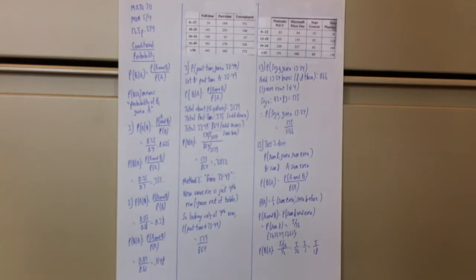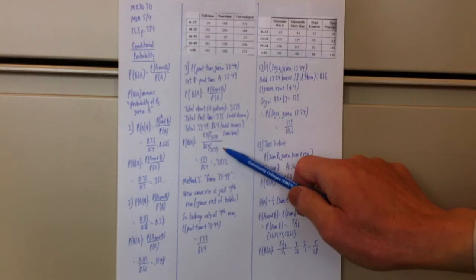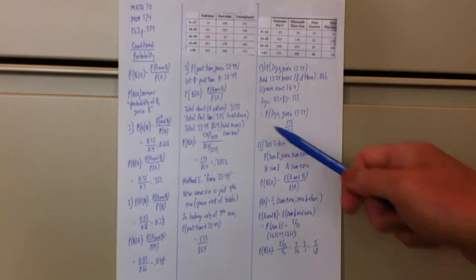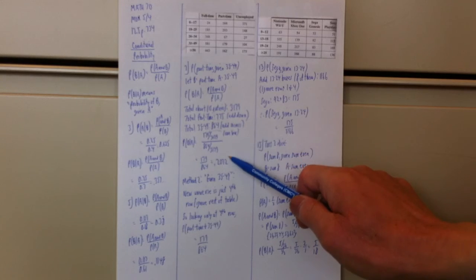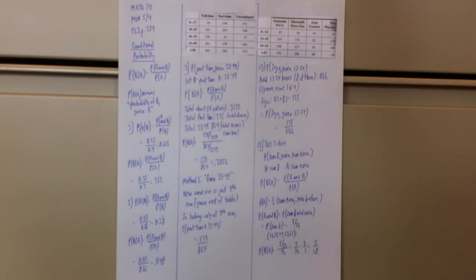There's a nice math trick when you have something like this. You can just cancel the 3179s. If you're not convinced of that, multiply top and bottom by 3179. 3179 over 3179. All the 3179s cancel out. So you have 179 over 864, which is 0.2072. Okay, so that's method 1, which is going straight by the formula here.